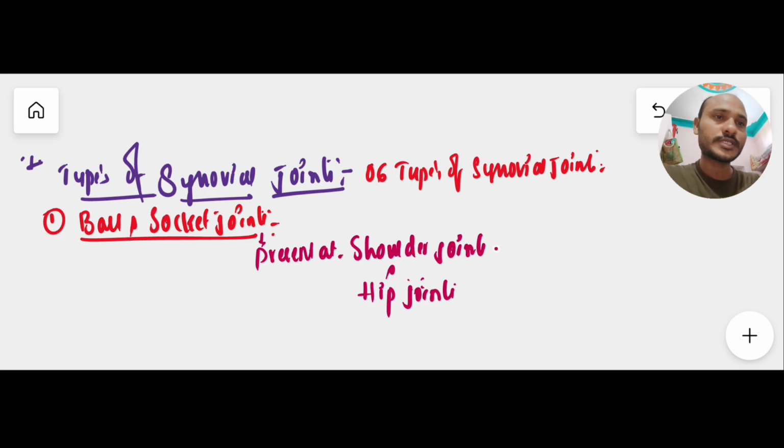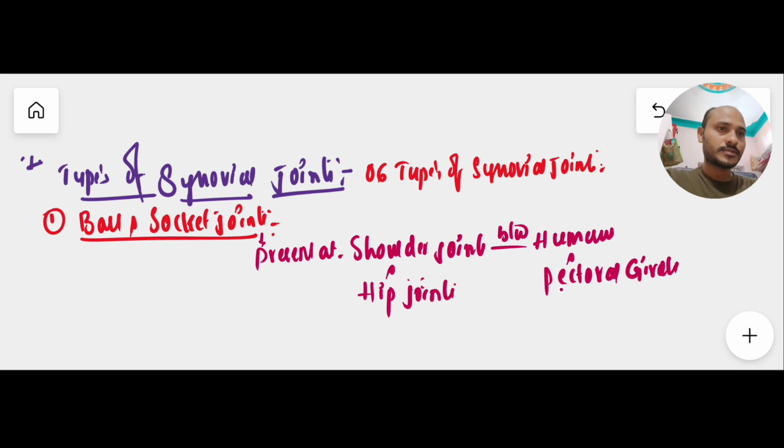The shoulder joint is between the humerus bone and the pectoral girdle bones. Generally, there are two pairs of pectoral girdles. Two pairs means four bones: the scapulae and clavicles. So two scapula bones and two clavicle bones, these four together are called the pectoral girdle. Between the pectoral girdle and the humerus, we have the joint called the shoulder joint, and the shoulder joint is an example of a ball and socket joint.